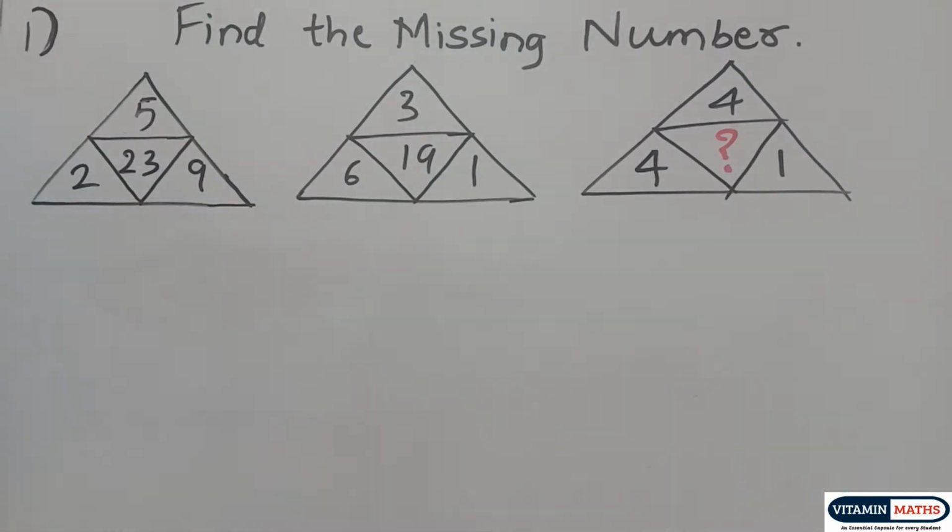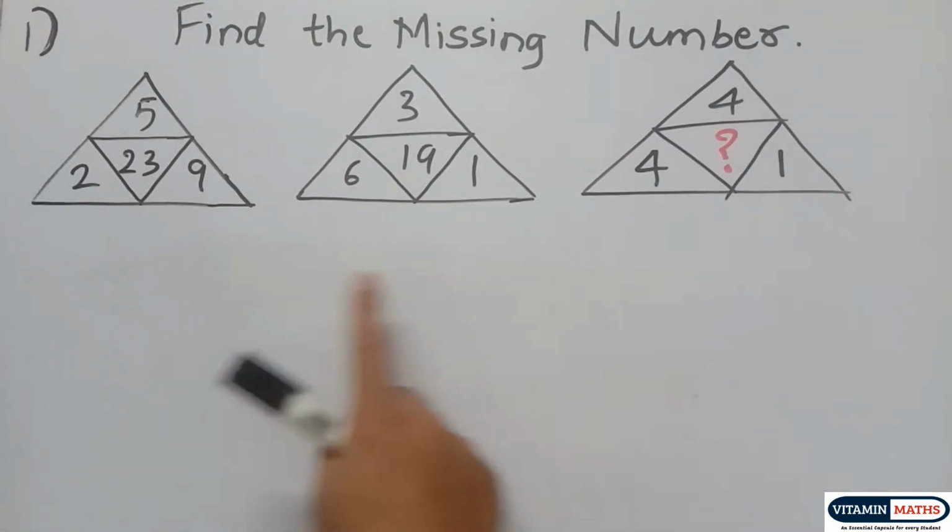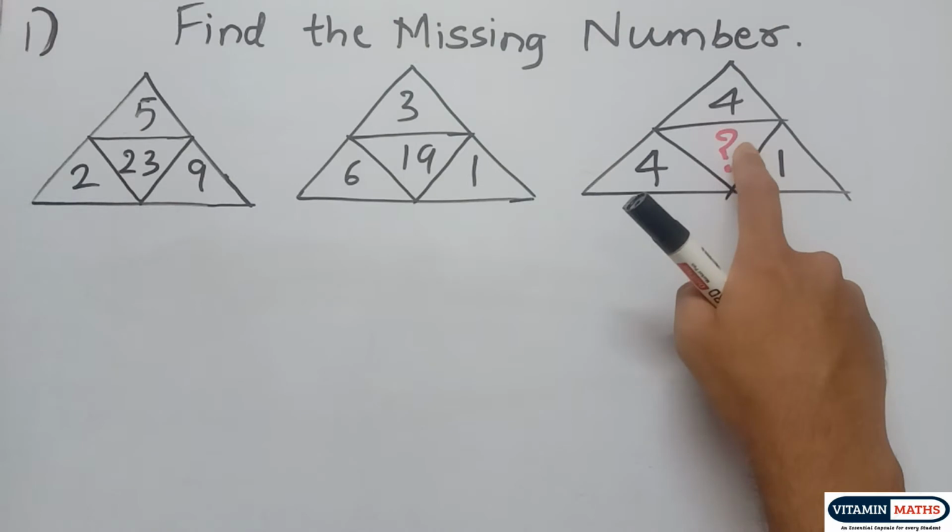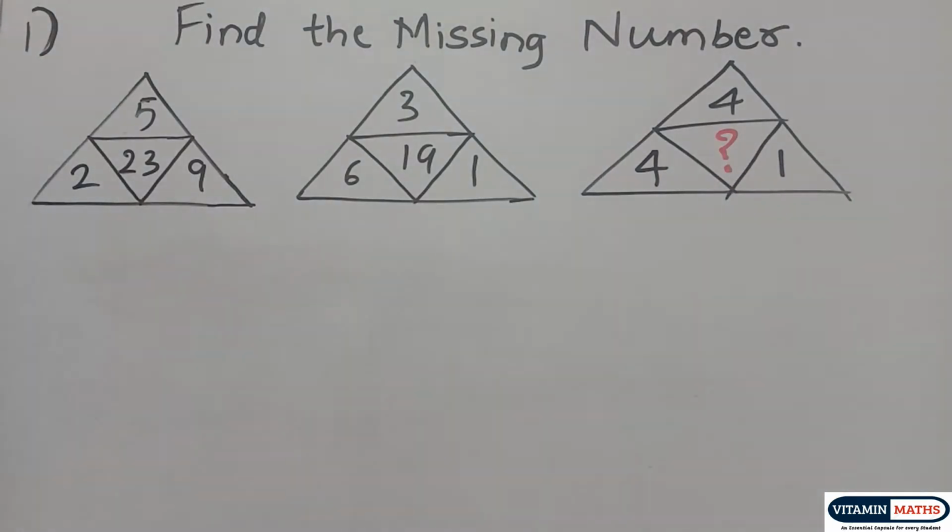Find the missing number in these three triangles. This is the missing number in this box. So you have to find the missing number. Before you solve this, take a 5-minute or 10-minute pause and solve it by yourself, and then compare it with my solution. So let's begin without wasting much time.